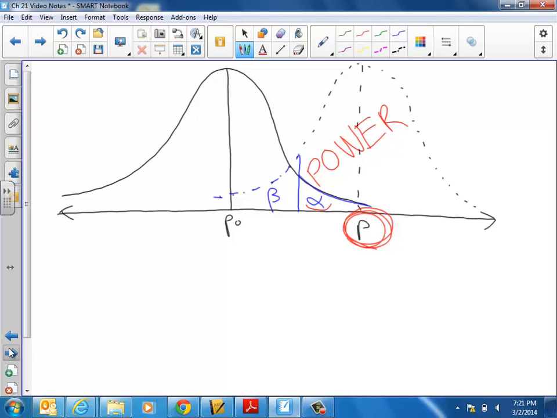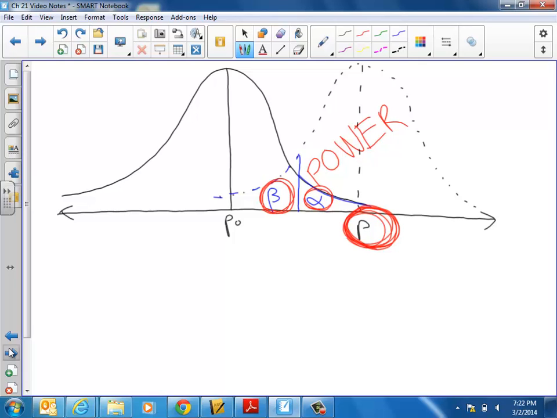When we have an alpha value right here of, let's say, 0.05, beta, the probability of a type 2 error, is going to fall to the left of that. Type 2 error, again, remember, is where we accept or fail to reject the null hypothesis when the population proportion is not that of the null hypothesis.